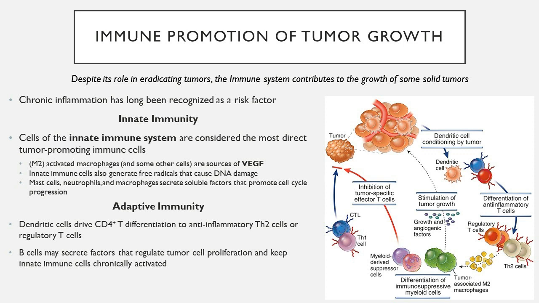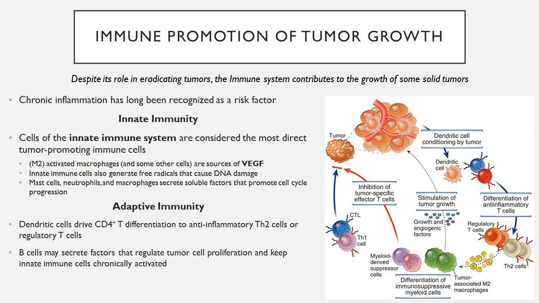And it's almost the exact opposite in tumor growth. We want to promote M1 to fight off against cells and then hinder the differentiation of M2, which would proliferate tumor growth and cause vascularization of tumor cells. Also, there are other innate immune cells and phagocytes that generate free radicals that themselves cause DNA damage and can initiate the start of the initial mutations for cancer. And then also many other cells like mast cells, neutrophils, and macrophages secrete soluble factors that promote cell cycle progression of tumor cells as well.